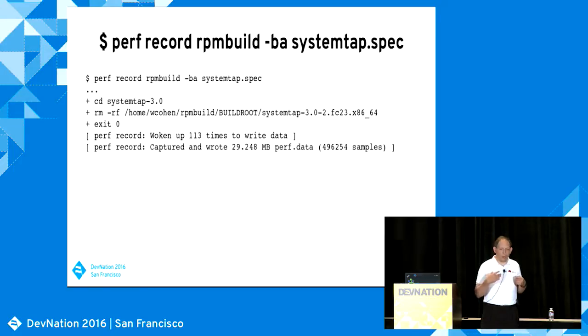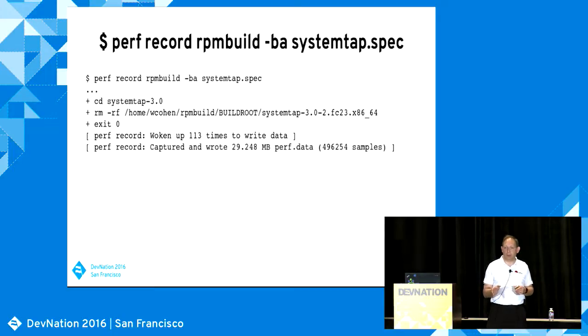Okay. Now we want to see where it's spending its time. If we use that perf record and then the RPM build command, it's going to run and finish the command, and at the very end you'll notice these two bottom lines: perf record woken up 113 times, and the one that says it captured and wrote out 29 megabytes of data. So that basically is doing sampling.